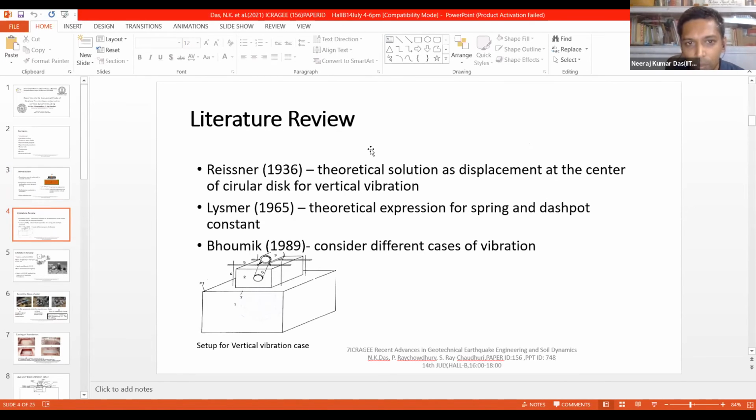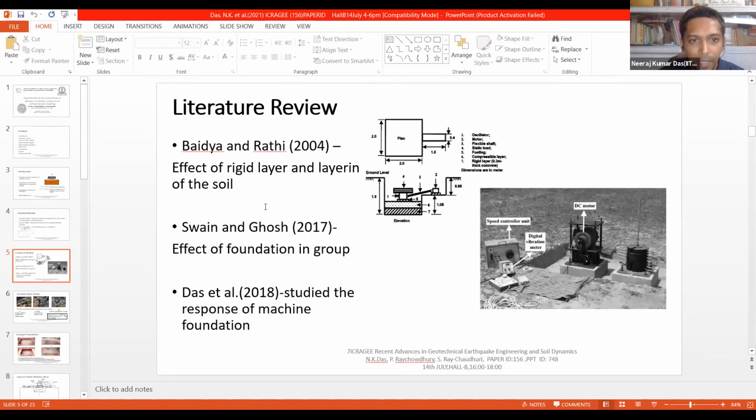Just a small literature review. The first expression is given by Reissner. He gave, for a circular disk, the magnitude of the dynamic displacement. Lysmer has given the expression for the spring and dashpot. Bhaumik at IIT Kanpur considered various cases, and Baidya and Rathi considered the effect of soil layering.